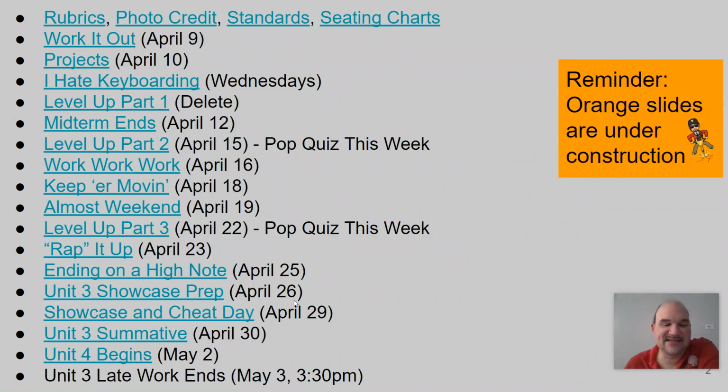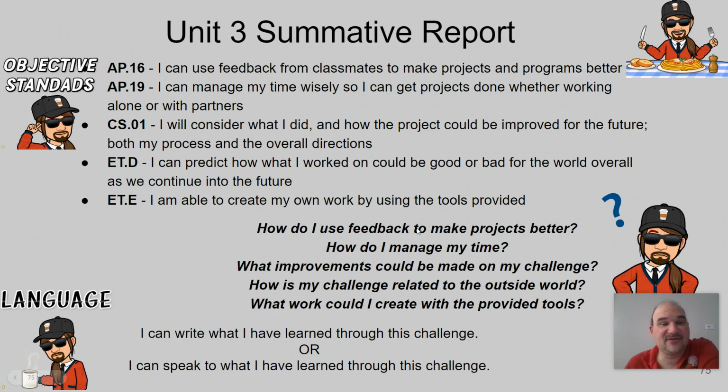Let's take a look at our table of contents. It is the last day of April, and it's the last day of Unit 3. It's Unit 3 Summative Report Day. I can use feedback from classmates to make projects and programs better. I can manage my time wisely so I can get projects done, whether working alone or with partners. I will consider what I did and how the project could be improved for the future, both my process and the overall directions. I can predict how what I worked on could be good or bad for the world overall as we continue into the future. I'm able to create my own work using the tools provided.